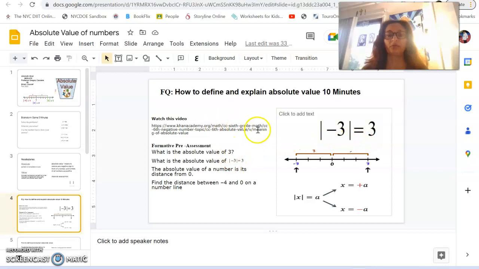All right, before we continue, we're going to watch a Khan Academy video that will explain more about the absolute value. It is only 3 minutes. Please pay attention while we are watching the video because I'm going to ask questions. So we're going to take the next 3 minutes to watch the video.